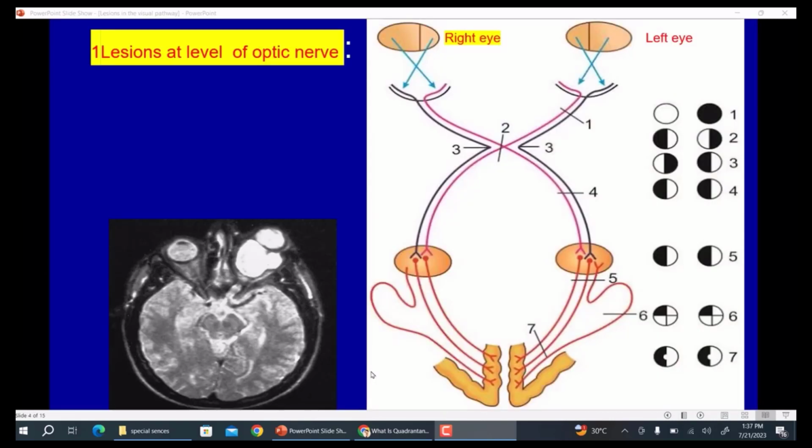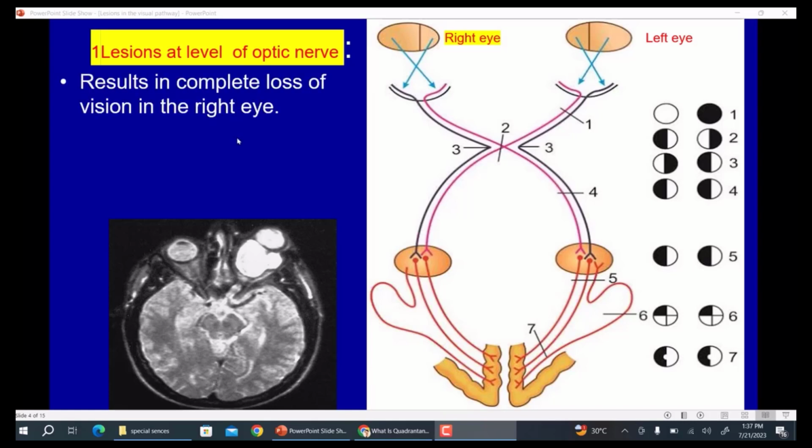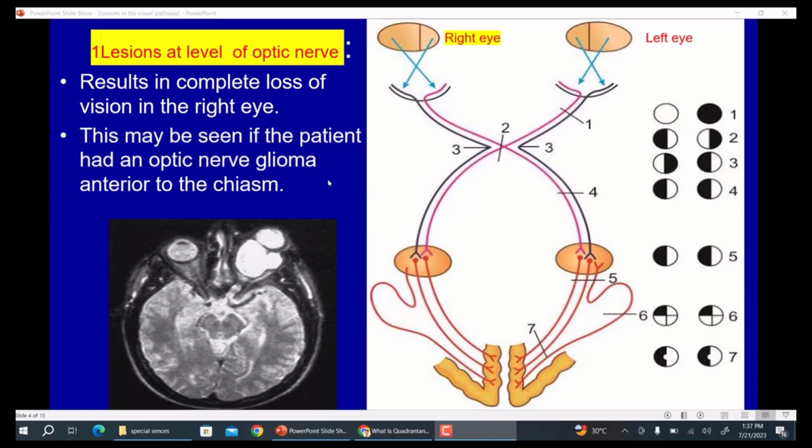Now, lesions in the optic nerve. The first lesion is at the level of the optic nerve. It results in complete loss of vision in the affected eye. If it is on the right side, it will cause complete loss in the right eye, or if it is on the left side, it will cause complete loss in the left eye. This may be seen if the patient has an optic nerve glioma anterior to the chiasm.